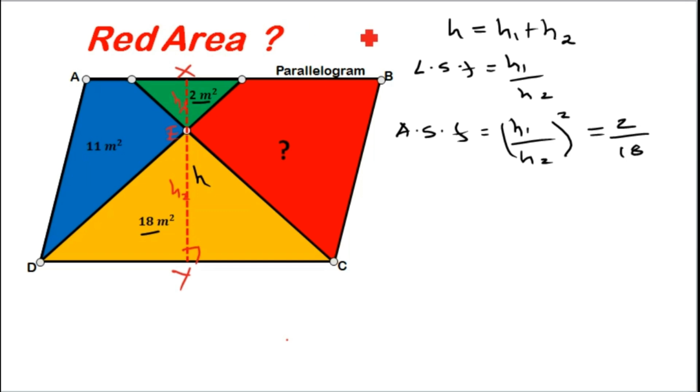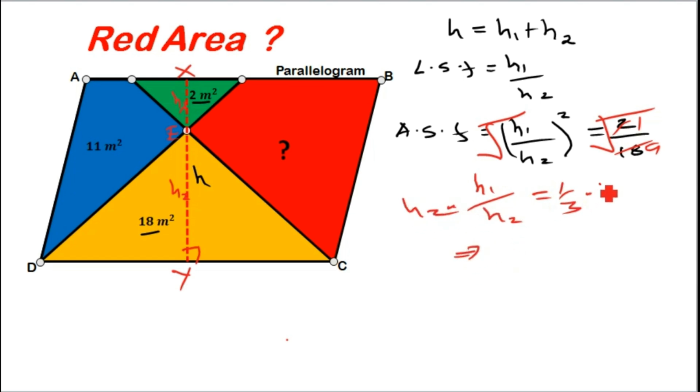For you to get H1 over H2, you take the square root on both sides. The square goes with the square root, so you remain with H1 over H2 equals the square root of 2 over 18. 2 over 18 is like 1 over 9, so the square root of 1 over 9 is 1 over 3. From there you can see that when you multiply both sides by H2, H2 goes with H2, and you remain with H1 is a third H2.